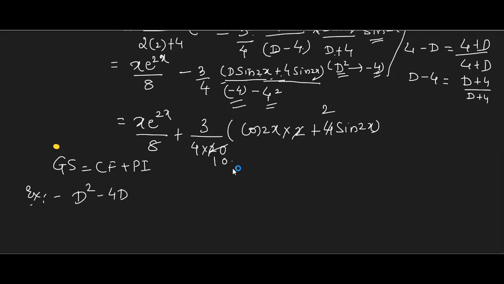D square minus 4d plus 4 into y is equal to e raised to 2x plus cos 2x plus 4.